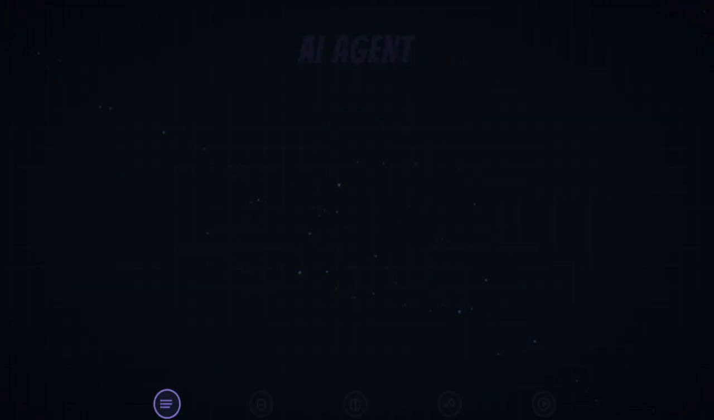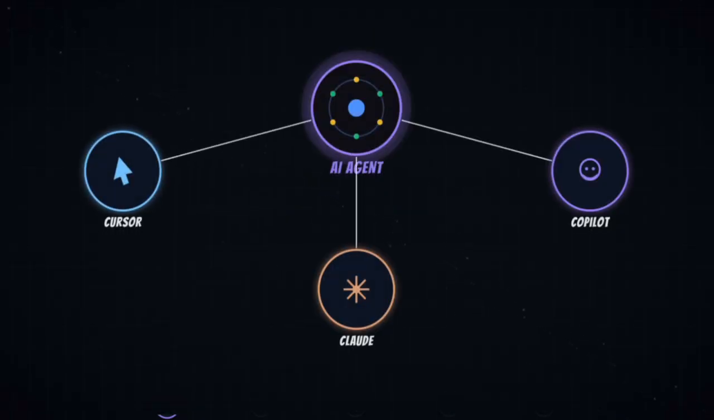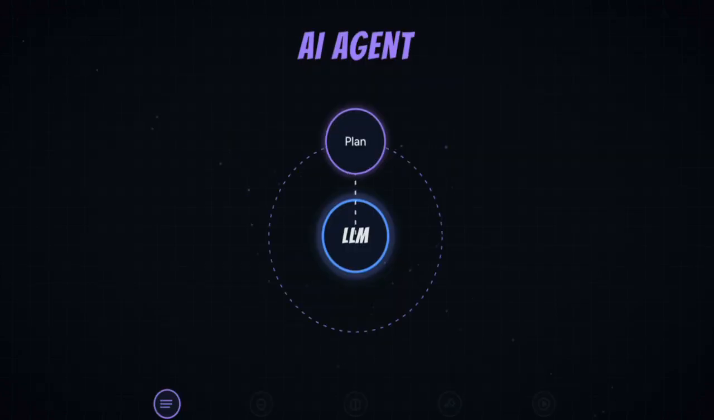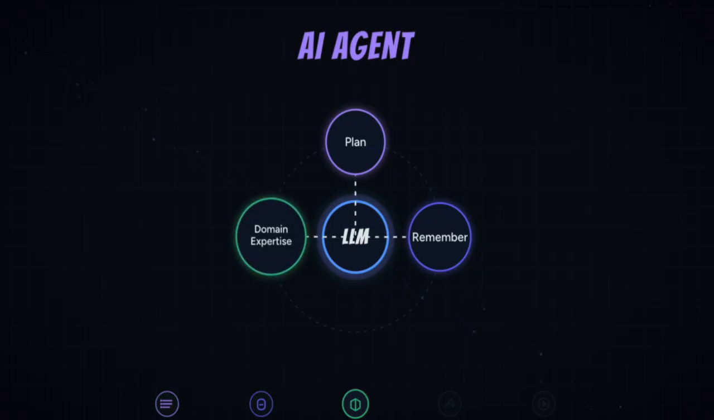On the other hand, AI agents have the LLM built in. So what are AI agents? Cursor, Claude, Copilot, all are AI agents, right? They have the LLM built in and they have the capability to plan something. They have the capability to remember something. Whenever they are doing some task, they can remember that based on the context. We are not going into detail in this video on how they remember things, but they have the capability. They can also perform a specific task very efficiently, and we'll come to how an AI agent achieves this domain expertise in this video.